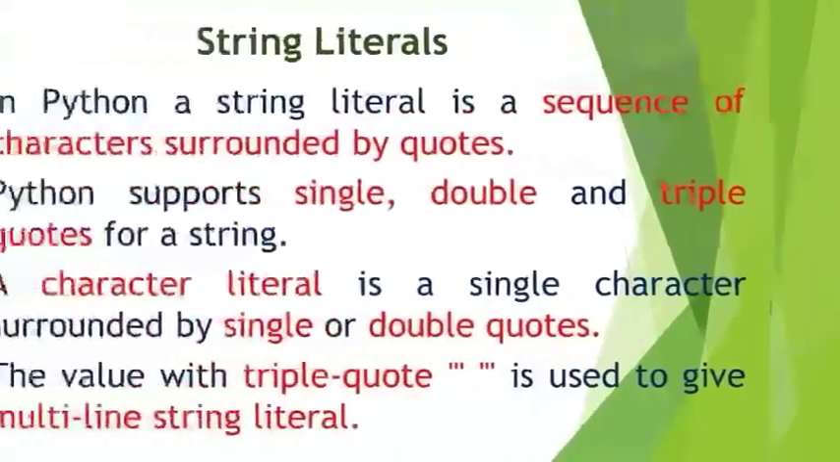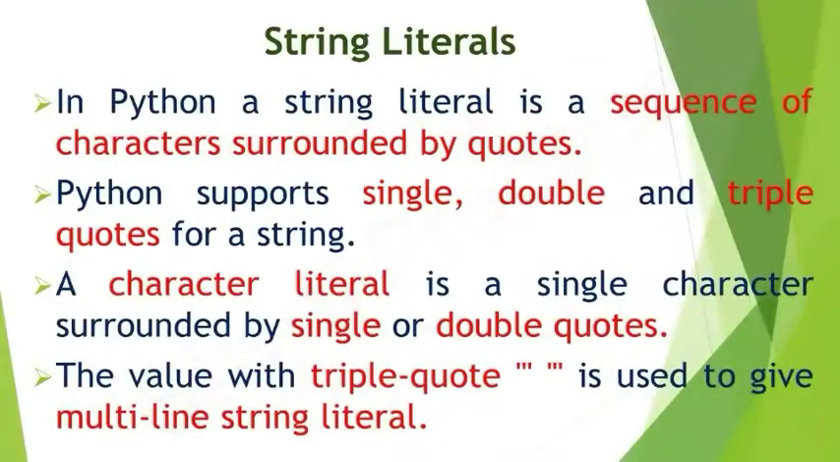Okay. So next literal is what? String literal. In string literal, sequence of characters surrounded by quotes. Quotes means it may be single quotes or double quotes or triple quotes. This is the single quotes. This is the double quotes. This is the triple quotes. So, a sequence of characters surrounded by quotes. This Python language supports single, double and triple quotes for a string.